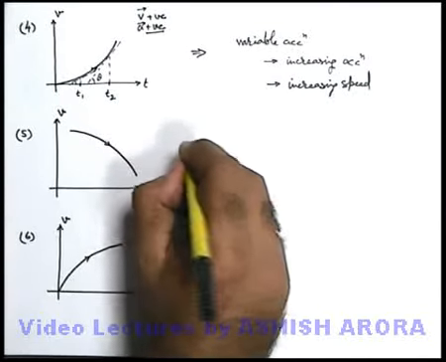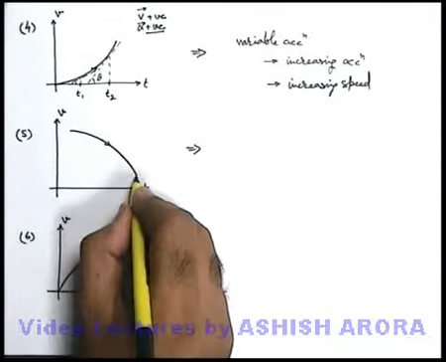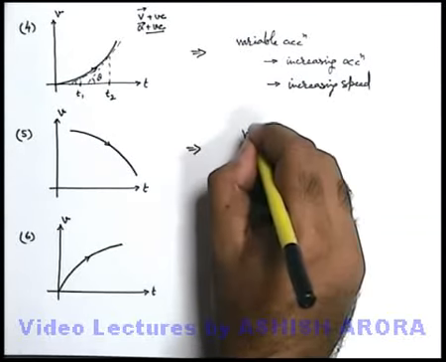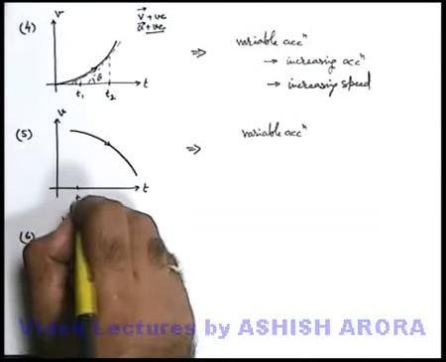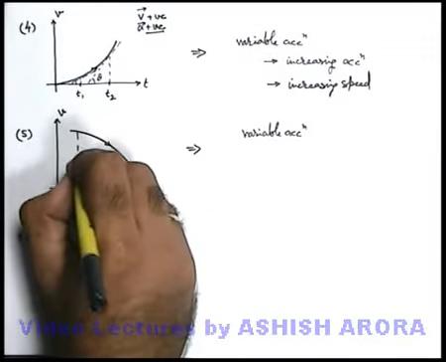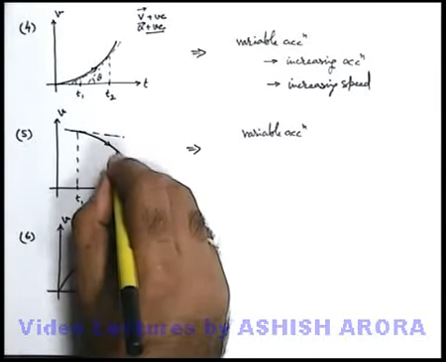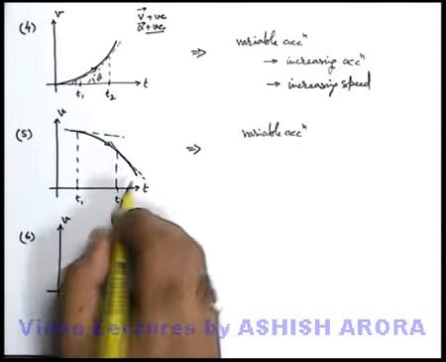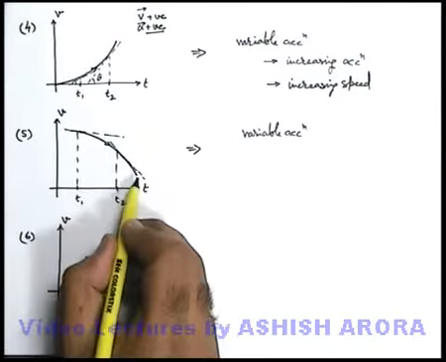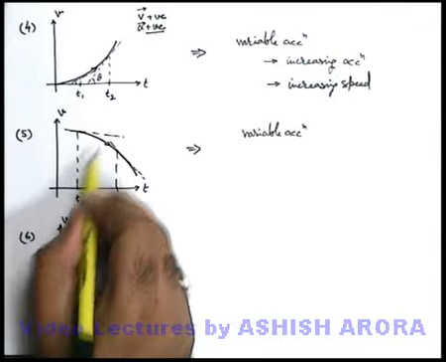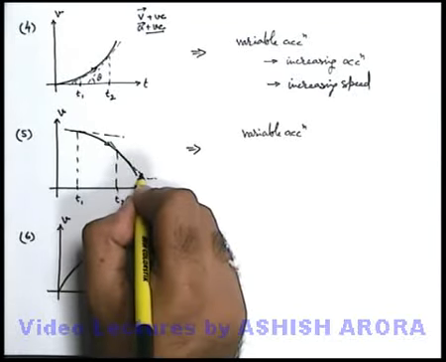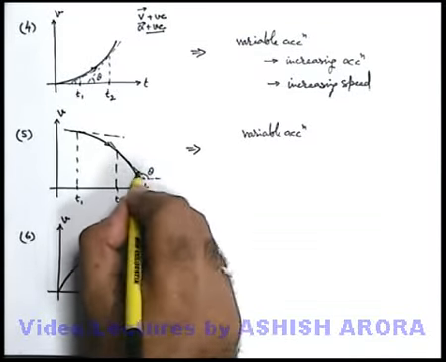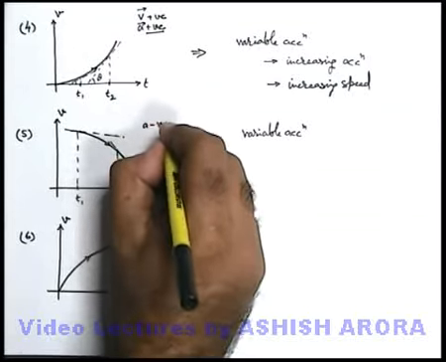If we talk about graph number 5, here we can again state that the VT graph is a curve, this is the situation of variable acceleration. If we talk about the slopes at time t1 and t2, you can see that at time t2 the straight line representing the tangent is steeper than the tangent at time t1. So we can state the acceleration is increasing, but here the angle made by the tangent with the time axis is obtuse, so here acceleration is negative.